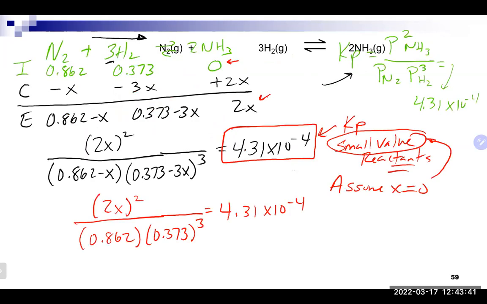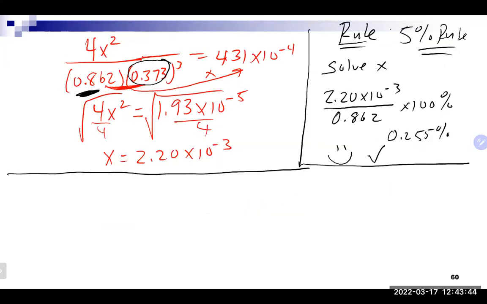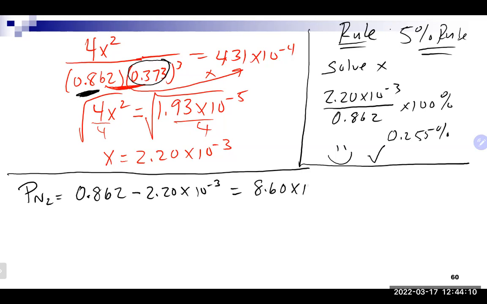And that means that in this case, the pressure of N2 would be our initial, which was 0.862 minus X of 2.2 times 10 to the minus 3. And that would get us 0.862 minus 2.2 times 10 to the minus 3. Looks like I'll call it 8.60 times 10 to the minus 1, in units of atmospheres here since it's a pressure.